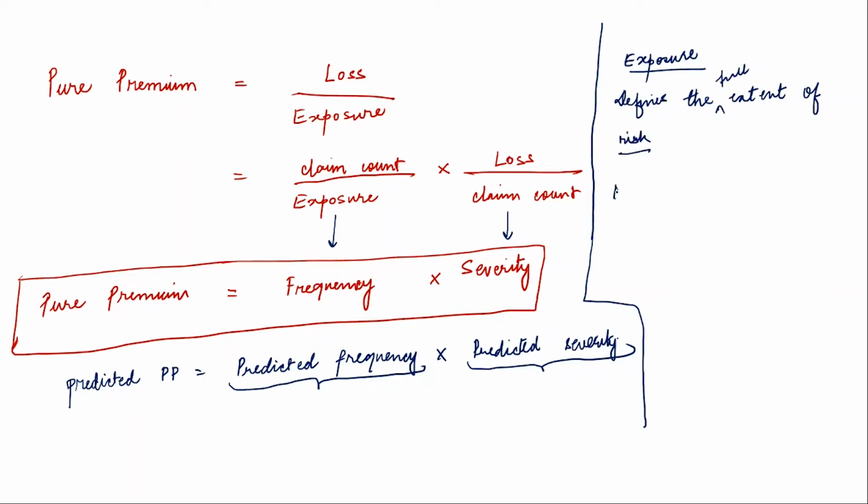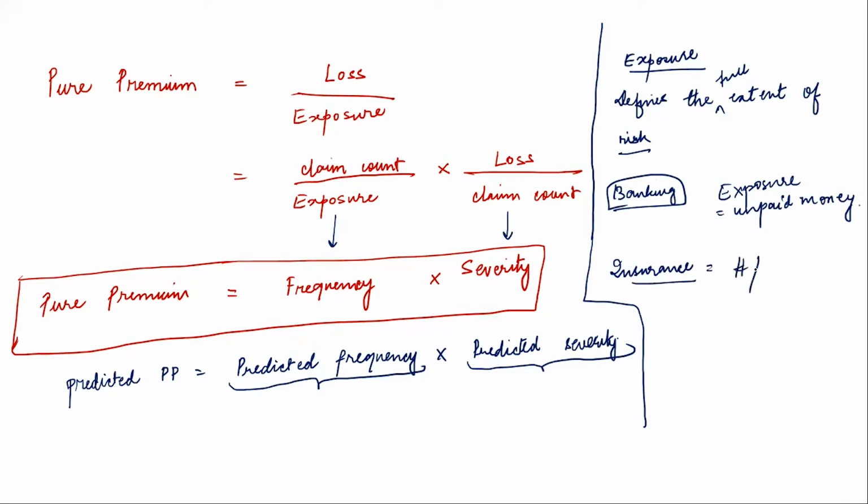In the case of banking, the risk lies in giving the loan, right? So therefore, exposure is equal to unpaid money. How much money is unpaid? And in the case of insurance, it's the number of policies.